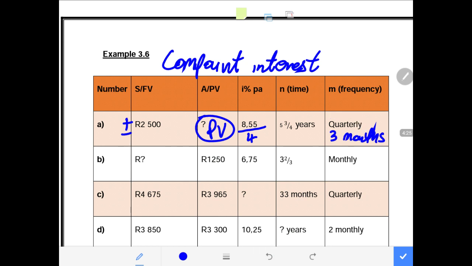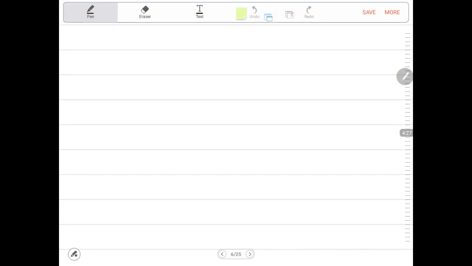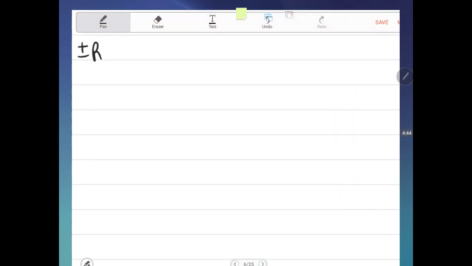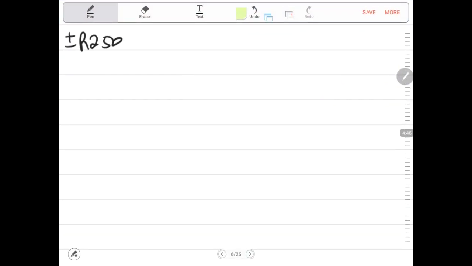Now let us record the numbers that we have. So now what we have is plus minus future value. As I said to you that if we do have future value, please make sure that you write the amount of the future value as plus or minus. So plus minus future value 2.5, then you say this is FV.